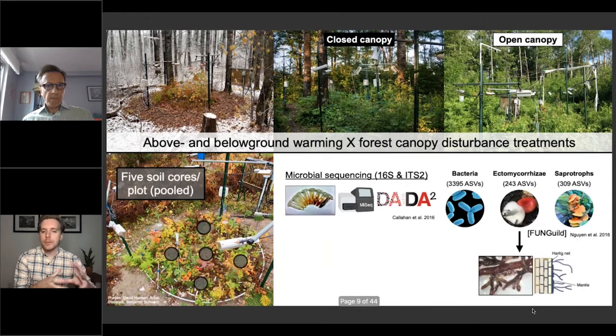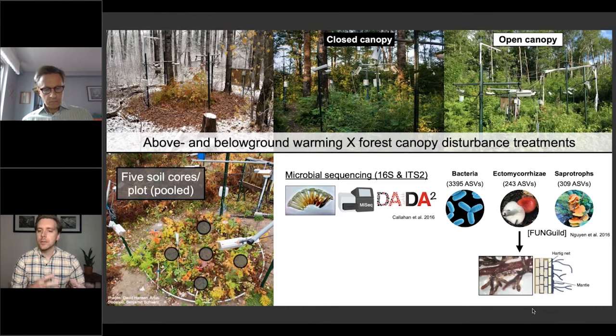We sampled 5 soil cores from these plots that were pooled at the plot level and extracted DNA. We performed our microbial sequencing on a MiSeq platform using 16S and ITS2 amplicons. And then I processed the data using the DADA2 bioinformatic pipeline, which generates amplicon sequence variants, or ASVs. This resulted in a little over 3,000 bacterial ASVs.